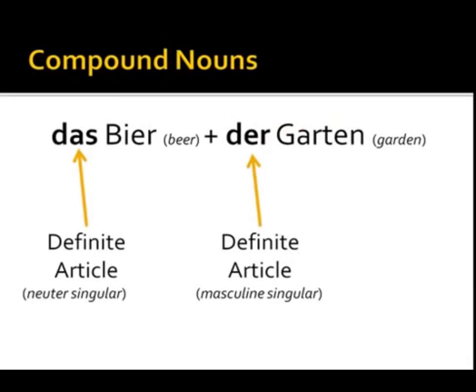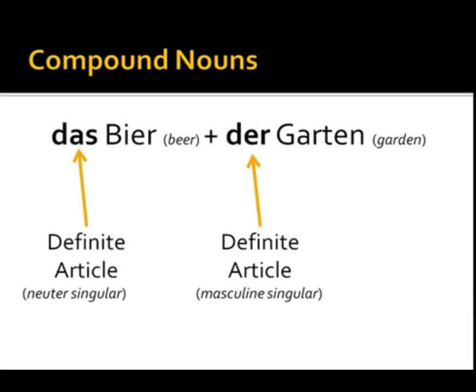Now, another thing that we need to know about German nouns is that a lot of times large nouns are composed out of smaller individual nouns. So these larger nouns, these compound nouns, what gender are they? When we have these large German nouns, we need to take them apart, separate them, and isolate the last noun in the compound noun. The gender of that noun will be the gender for the whole larger compound noun.